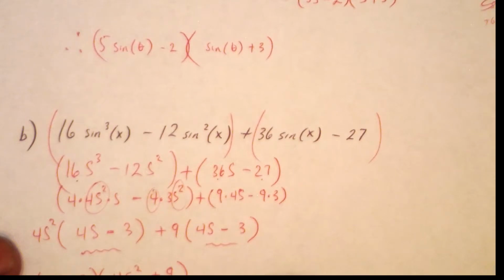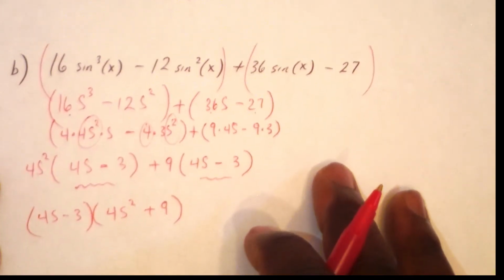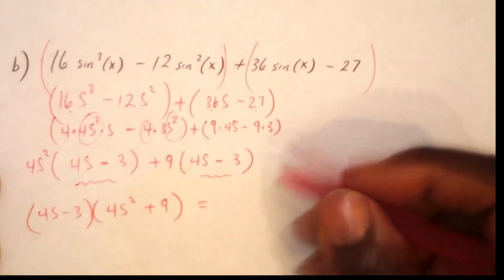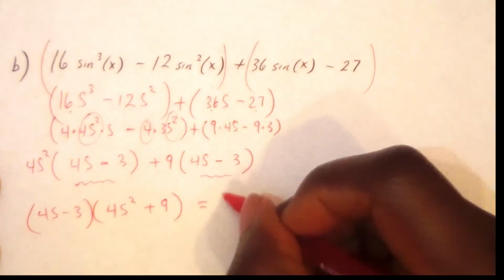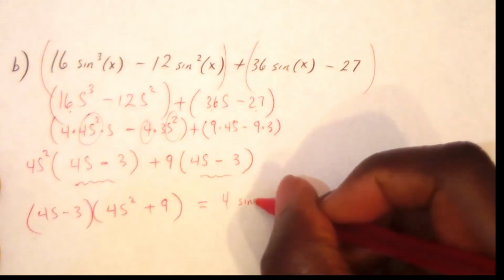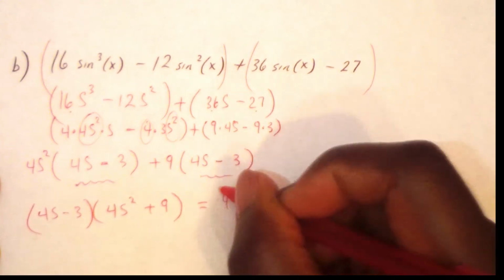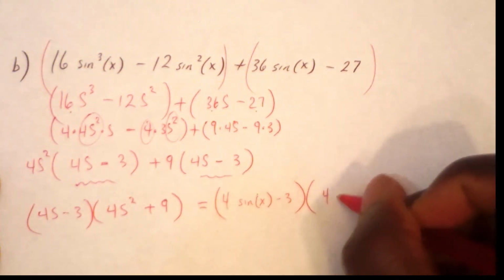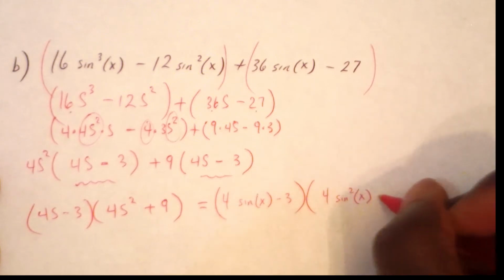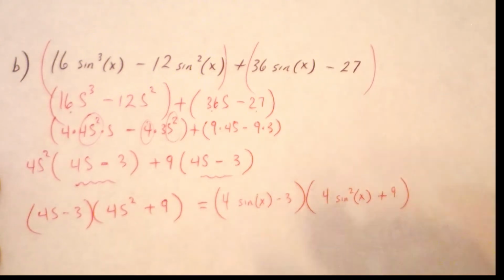So if we continue on here, if we write everything in terms of sine again, then we end up having 4 sine of x minus 3 times 4 sine squared x plus 9. And again, we will not be able to factor this last factor, because this is the sum of 2 perfect squares instead of the difference.